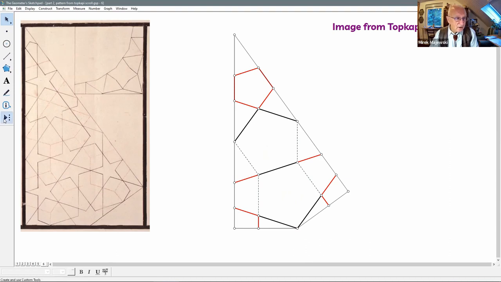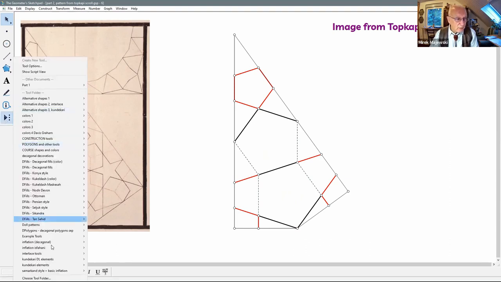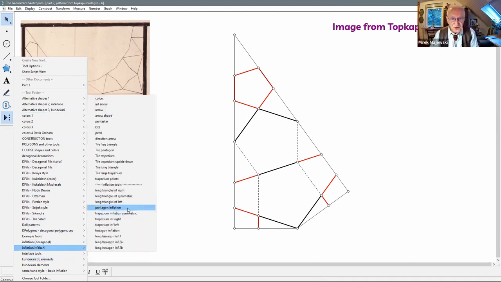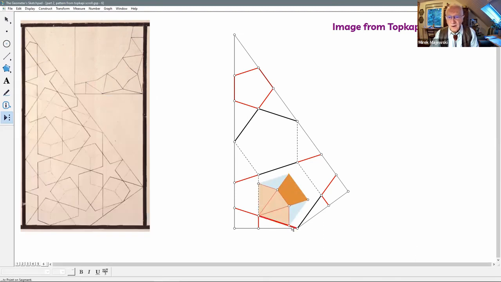Do I have inflation tools here? No, but I have them here. Pentagon inflation. What if I inflate my pentagon this way? Can I do this? Of course, why not? If you do it this way, what you're getting is simply a different division of this thing.